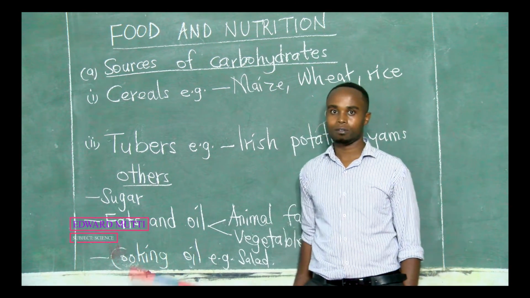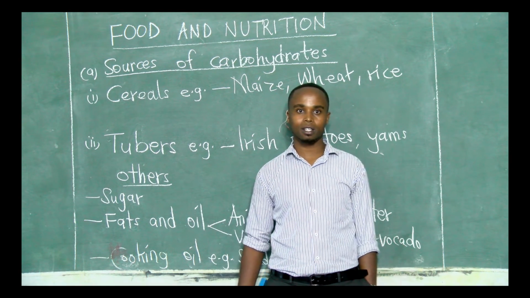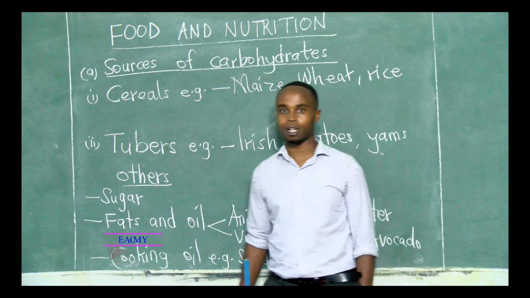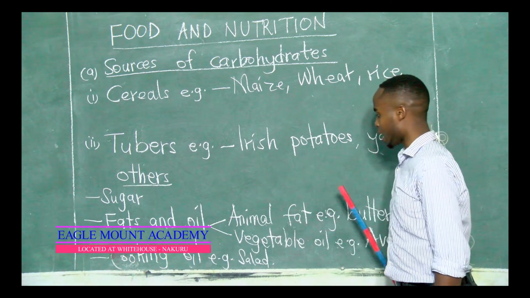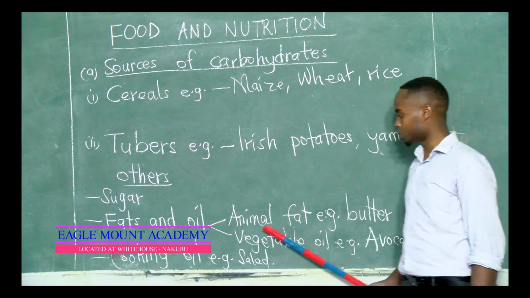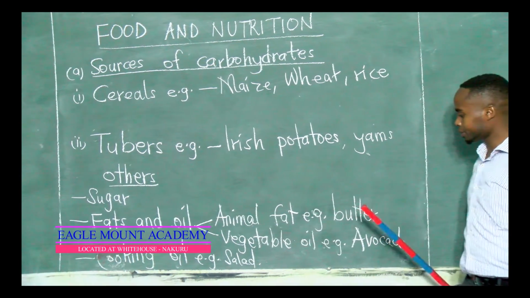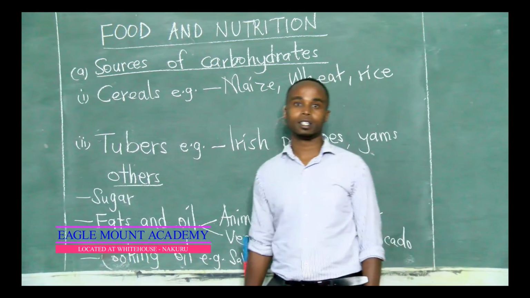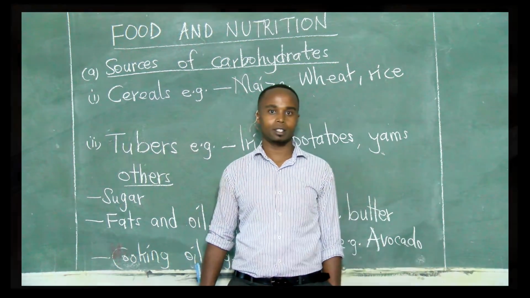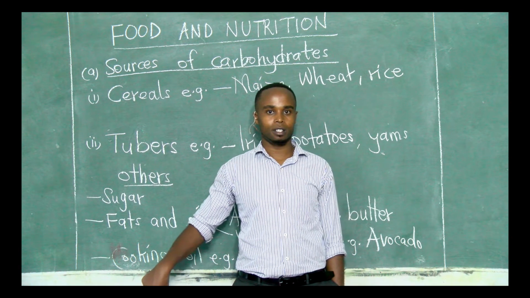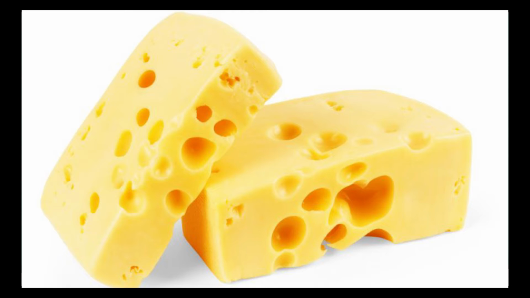We also have fats and oils. Fats and oils give us energy. And remember, we have two sources of fats: the animal source and the vegetable source. Some of the sources of animal fat are things like butter, cheese, and ghee. These are animal products. They give us energy.